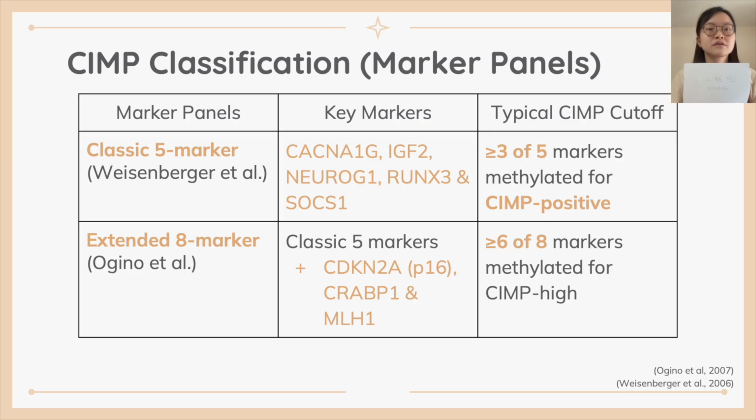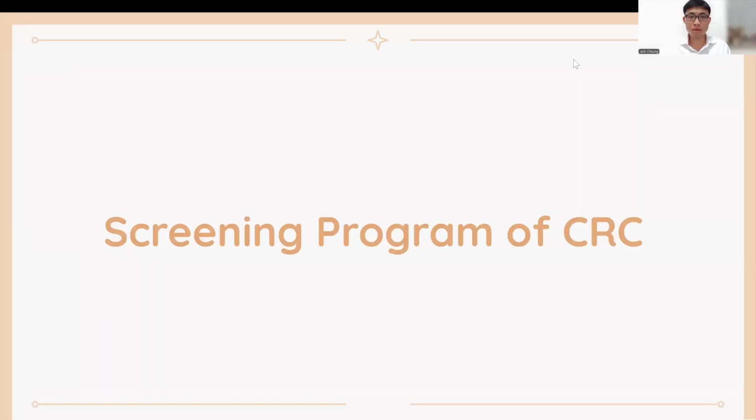The original extended 8-marker panel adds CDKN2A, CRABP1, and MLH1 to the above 5 markers. Six or more out of 8 markers methylated is regarded as CIMP high. This correlates with BRAF and KRAS status for subtyping. Further sensitivity analysis on marker panels is recommended to verify the CIMP subtyping.